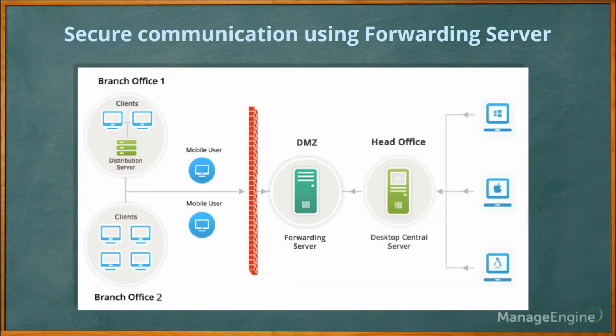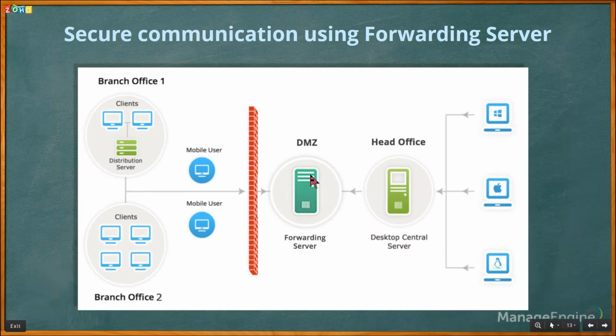And what if I don't want to expose my central server? In that case, you can use a forwarding server in between your central server and the roaming users so that the connection will be secure. What is a forwarding server? A forwarding server is a secure gateway server which is placed in between the roaming users or the roaming branch office and the central server. Any communication between the roaming user and the central server will be routed through this forwarding server.